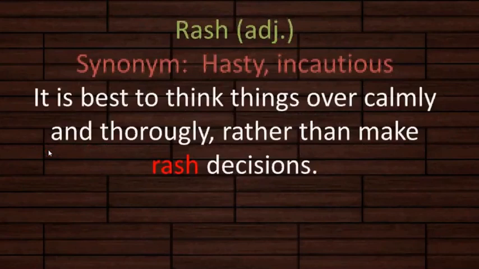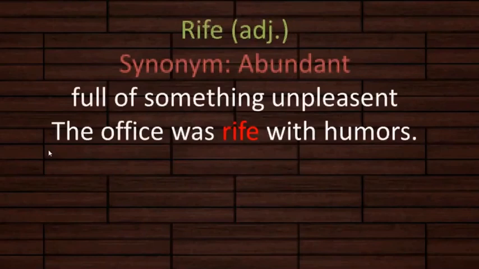So the next word is rash. It's an adjective. Synonym is hasty, incautious. It is best to think things over calmly and thoroughly rather than make rash decisions. Next word is rife. It's an adjective. Synonym is abundant. Here the definition of this word is, for example, full of something unpleasant. But the example sentence is not the same. It does not mean the same thing as the definition.